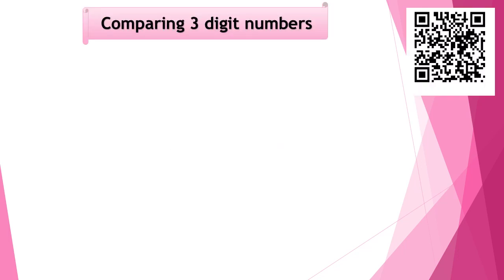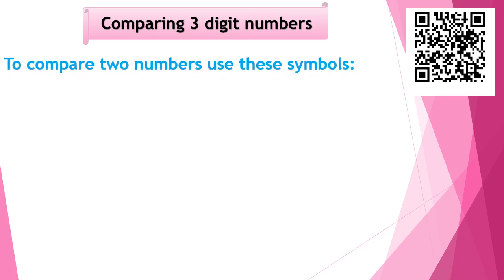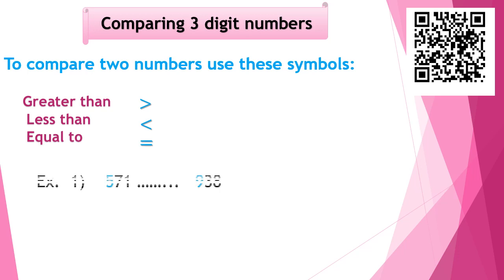Comparing 3-digit numbers. To compare two numbers, use these symbols: greater than, less than or smaller than, and equals to. The first example, we have two numbers. The first number 571 and the other number 938. To compare numbers, we look at the left.